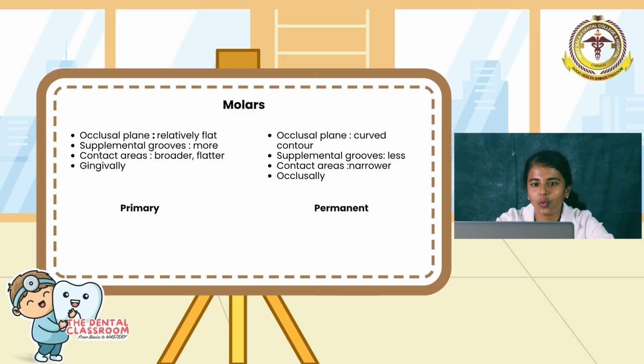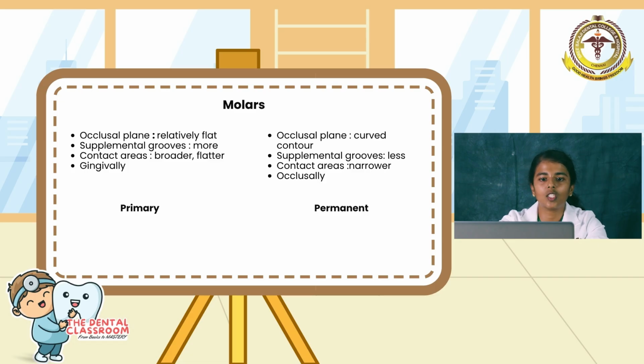So when we discuss the anatomical differences between the molars of primary and permanent dentition, the occlusal plane will be relatively flat for the primary teeth, but it will be curved and contoured for the permanent dentition. And the sublingual grooves will be more in the primary dentition when compared to the permanent dentition.